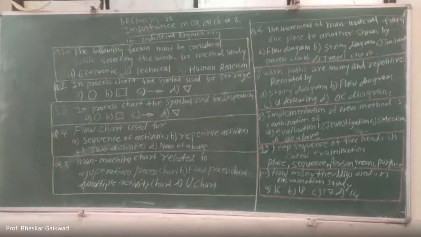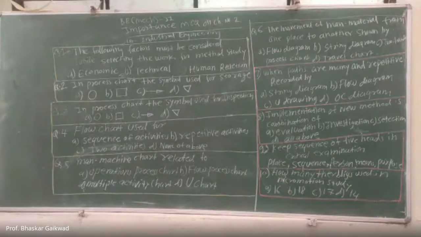And last, how many therbligs are used in micro motion study? So day before yesterday, we have seen that 18 therbligs are used for micro motion study. Any motion of our hands is denoted by therbligs, that is the symbols. Okay, so many symbols are there. Normally as per F. Gilbreth, 18 symbols are there, and you can make use of these 18 symbols, and we can make the SIMO charts.